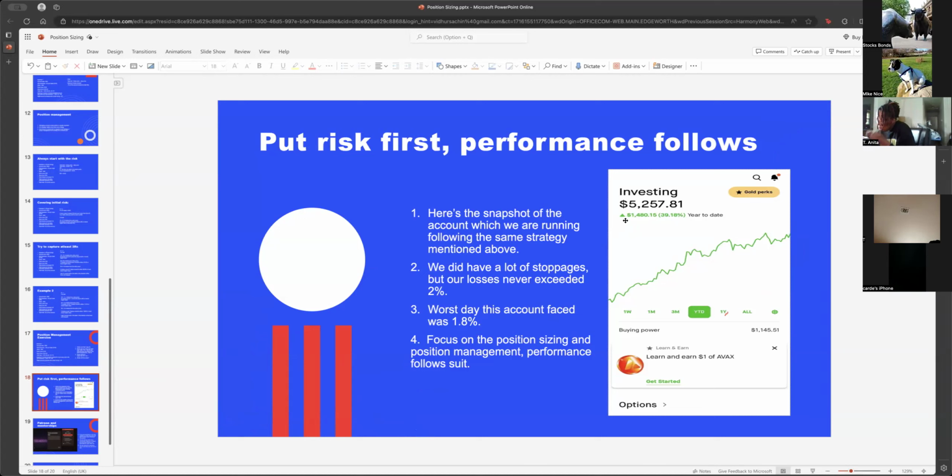Following the 2% rule, a single trade, whichever I took, never lost more than 2%. The worst day this portfolio had was 1.8%, by the way. This is the performance from January to right now. This portfolio is beating the markets, and it's up 40%. And if you believe risking 2% won't yield you profitable returns down the road, well, here's an example proving you wrong.